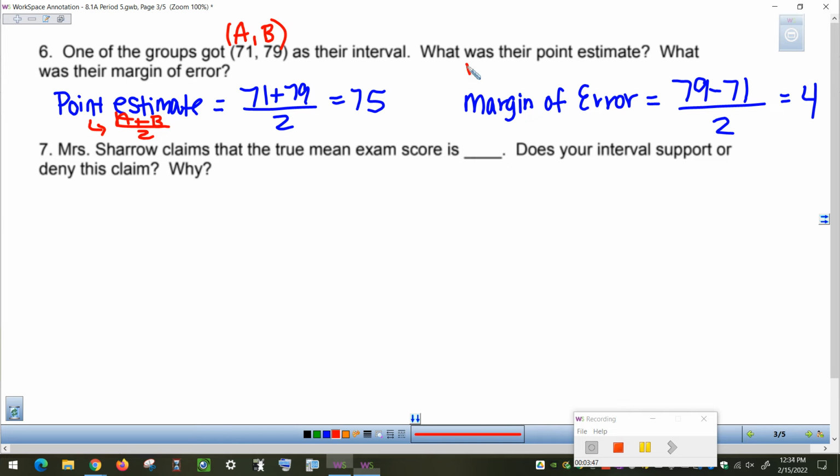And so generally for our margin of error, we can think about doing the second value, b, subtract the first value, a, and divide by 2.